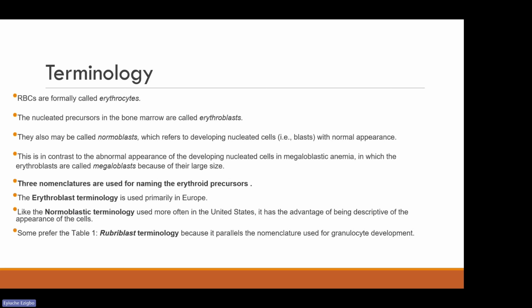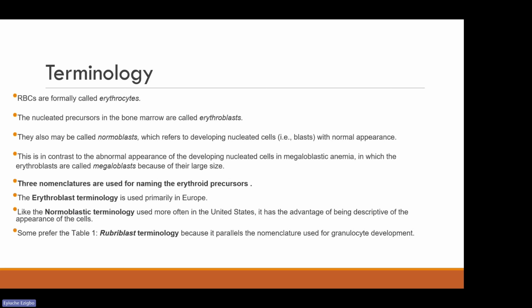We have the red blood cells. All of us know the red blood cells. They are called the erythrocytes. The nucleated precursors in the bone marrow are called erythroblasts. So you should also be able to find terminology used to describe whether the cell is mature or immature. The red blood cell is the fully mature cell in the peripheral blood, and it is called an erythrocyte. The nucleated precursors, the immature ones of these red blood cells in the bone marrow, are called erythroblasts.